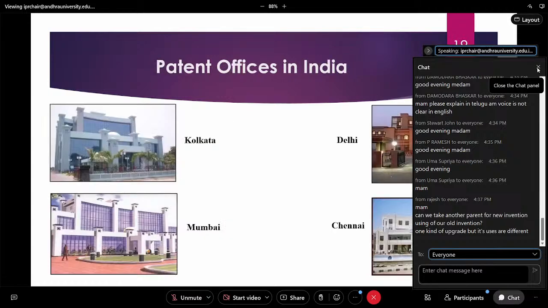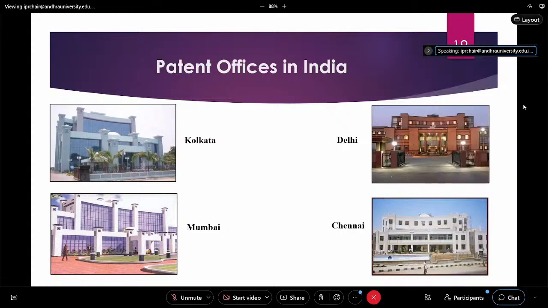These are the patent offices in India: Kolkata, Delhi, Mumbai, Chennai. The head office is in Kolkata. The PCT application will be handled by the Delhi Patent Office. For your patent application from here, from Andhra Pradesh, you will come under the jurisdiction of Chennai. You have to file it in Chennai. If you file it in Delhi, they will transfer it to Chennai.